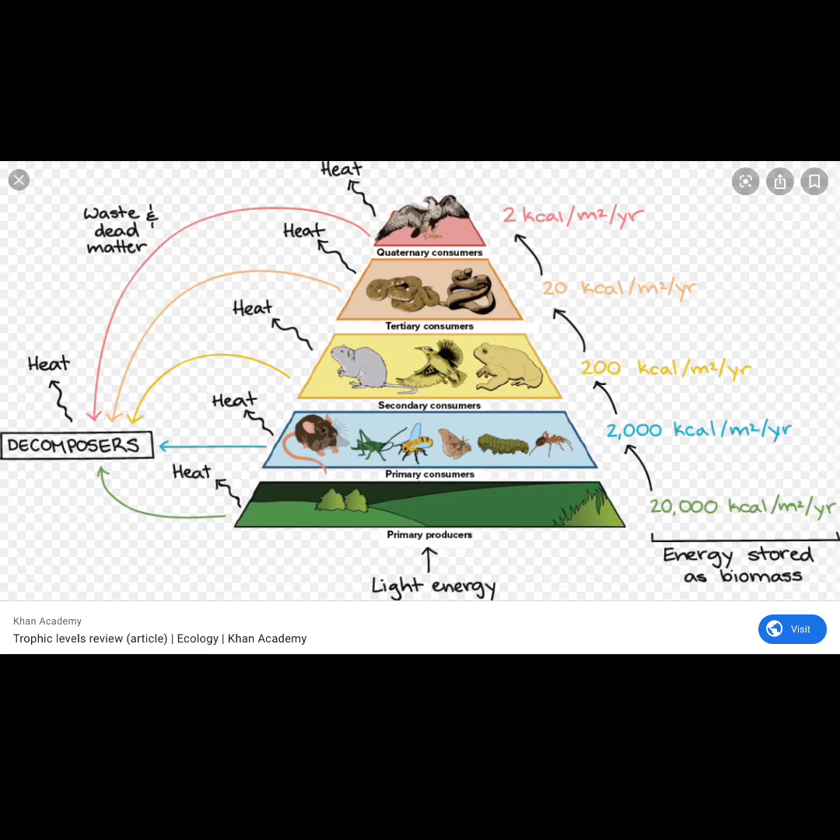Herbivores are things that eat plants. Carnivores are things that eat animals. And omnivores are things that eat both plants and animals.